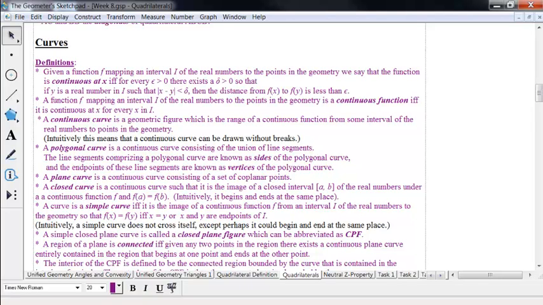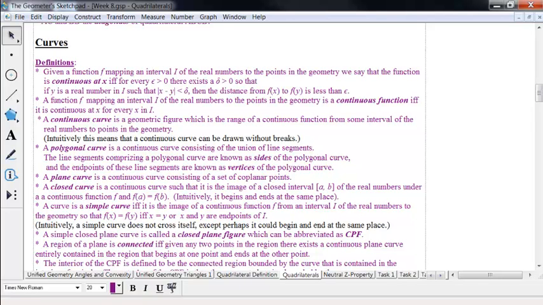And here x and y are real numbers, so we're talking about the absolute value of x minus y there. So if x and y are close to each other, within delta of each other, then f of x and f of y are close to each other in terms of their distance being less than epsilon. So this should be fairly familiar to you from your calculus classes. Now, a function mapping an interval I of the real numbers to the points in the geometry is a continuous function if and only if it's continuous at every x in that interval.